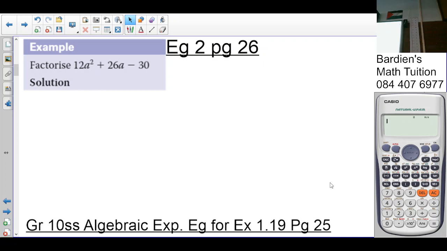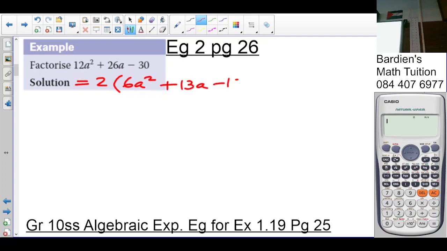So let's take out 2 as the common factor. What are we left with? 6a squared plus 13a minus 15. So what do you notice inside the bracket? Is it a perfect square trinomial? Let's check. What's the square root of 6a squared? Not a perfect square trinomial.